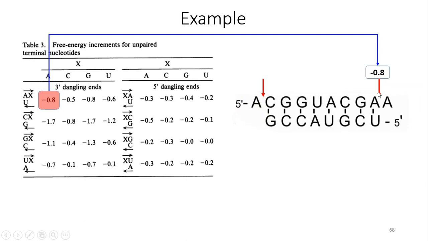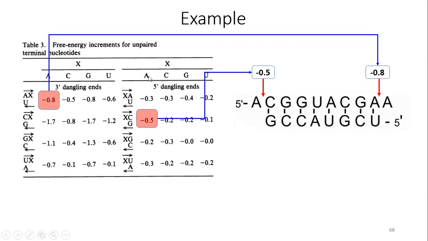So what would be the free energy associated with such a kind of stacking? It would be minus 0.8. Similarly, on the 5' end, you would have it like this. You have got CG, which is shown over here, and in place of X, you have got A.